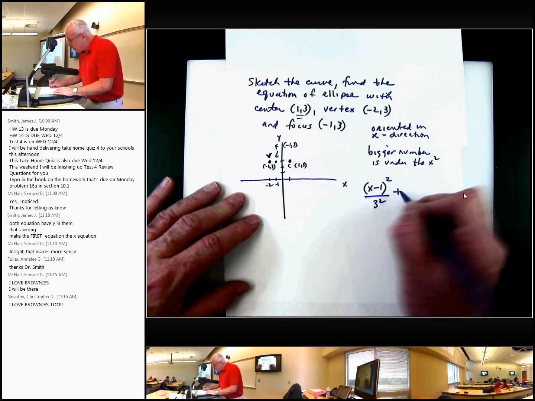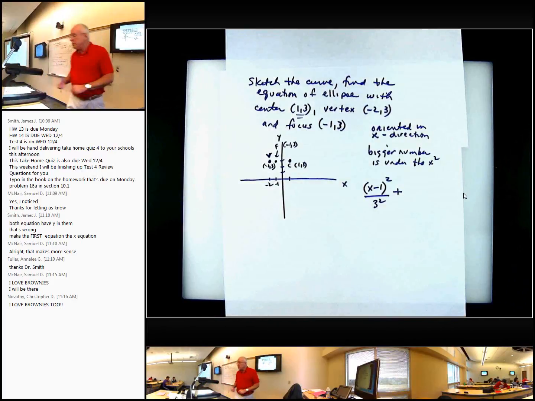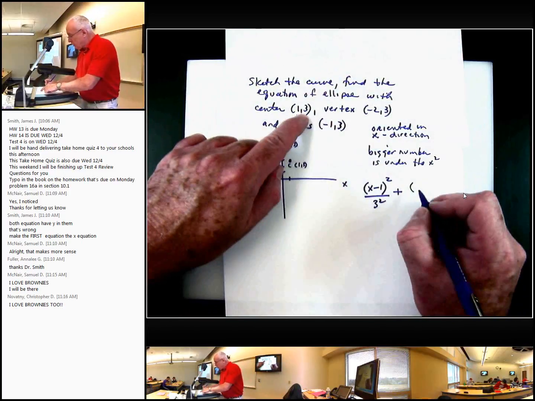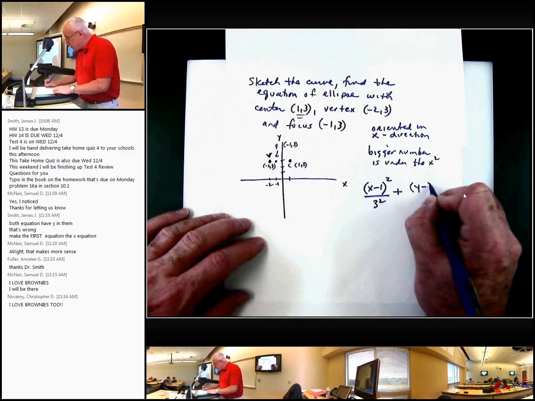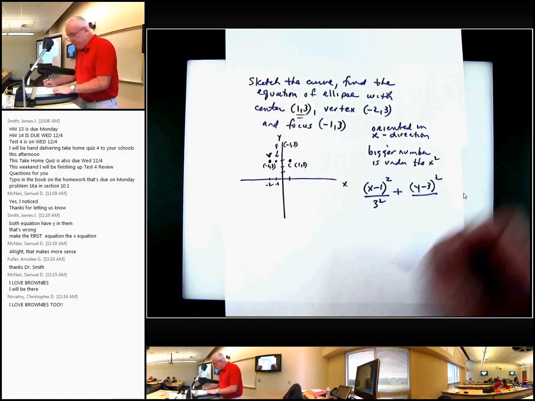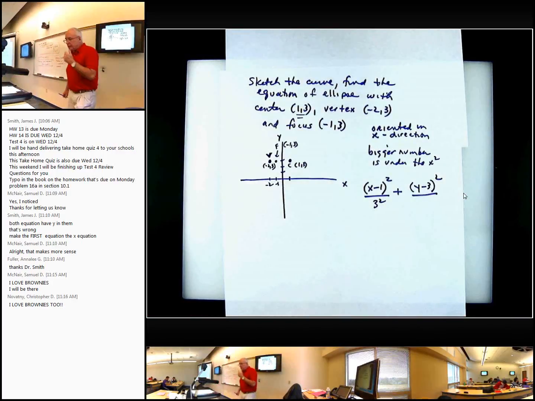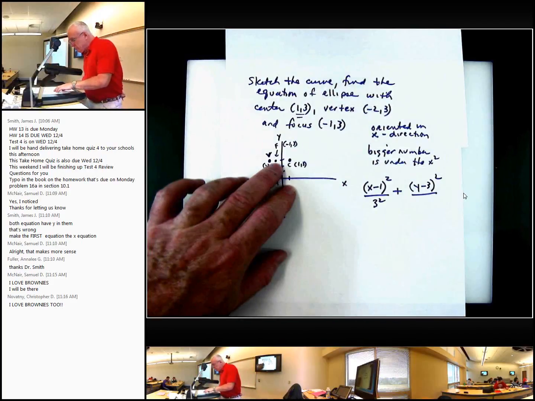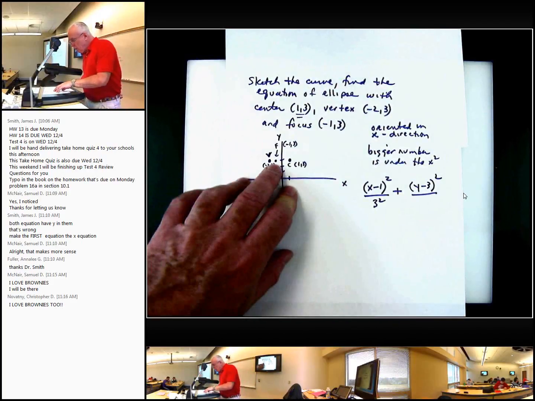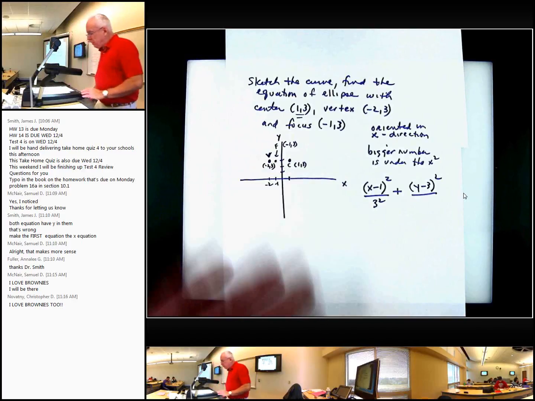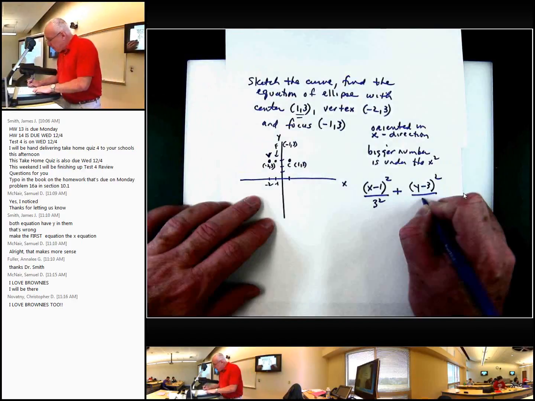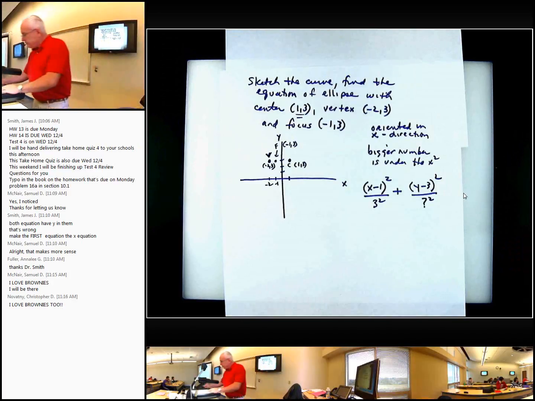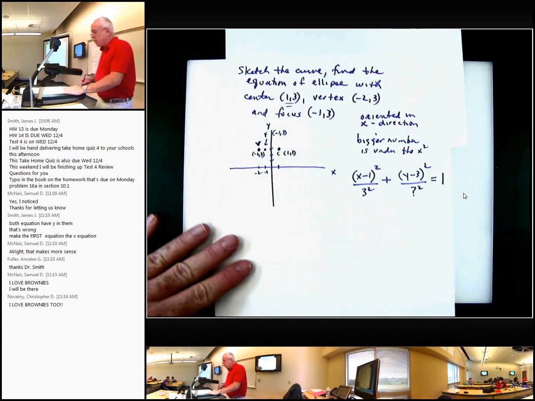And then plus, with an ellipse, it's a plus, not a minus. And then we have our y. Our coordinate of the center for y is 3, so it's going to be y - 3 squared. We'll have to do just a little bit of work to get this bottom number. For right now, let me just put question mark squared. We'll figure this out in just a minute. And this all equals 1.